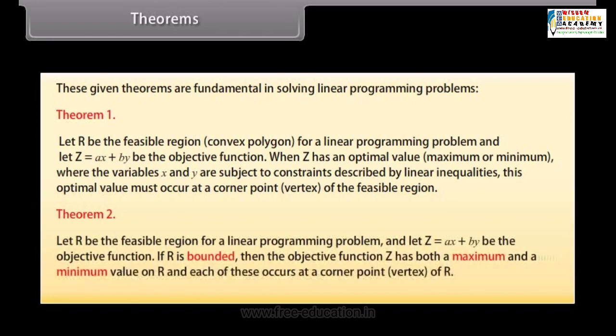Theorem 2. Let R be the feasible region for a linear programming problem, and let Z equals ax plus by be the objective function. If R is bounded, then the objective function Z has both a maximum and a minimum value on R, and each of these occurs at a corner point, vertex, of R.